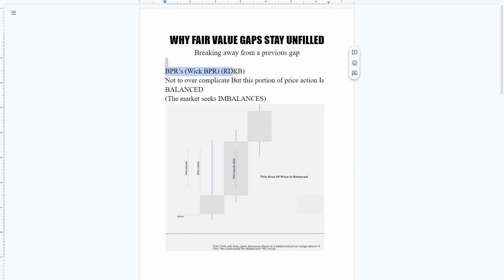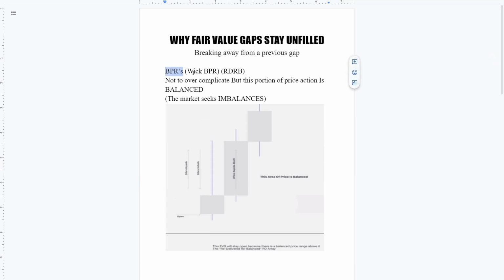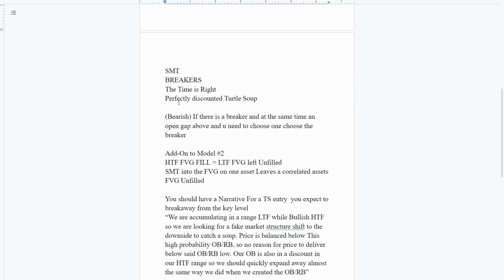All right. As we went over BPRs, weak BPRs, and our redelivered, rebalanced PD arrays leave and look like breakaway gaps. The BPRs are the breakaway gaps, and sometimes we see them retraced into. But obviously, if you're in the trade as the BPR is getting created, it's creating a breakaway gap while you're in the trade. And so that's where you get the low time frame stayed unfilled. SMTs leave breakaways, breakers, when the time is right. We saw a perfectly discounted turtle soup win into a 9 or 8, into a 6:10 a.m. candle.